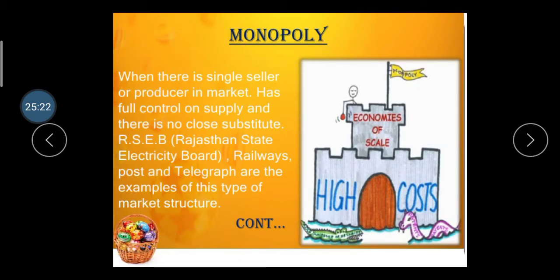Then after that, monopoly. What is the meaning of monopoly? Monopoly means a single seller or producer in the market has full control over the supply, and there is no close substitute. One example is given to you: RSEB, Rajasthan State Electricity Board, then railway, post and telegraph. These are examples of this type of market structure. There is one seller available and they have full control over the whole market.